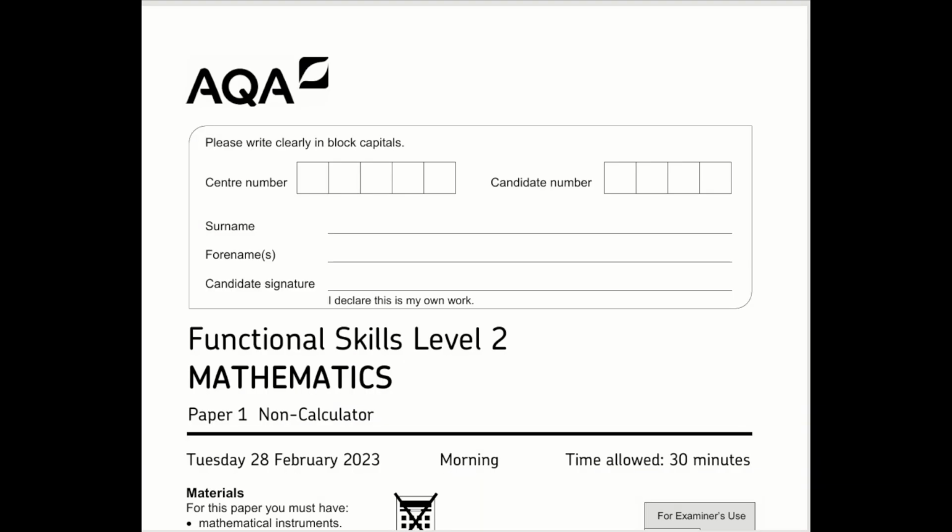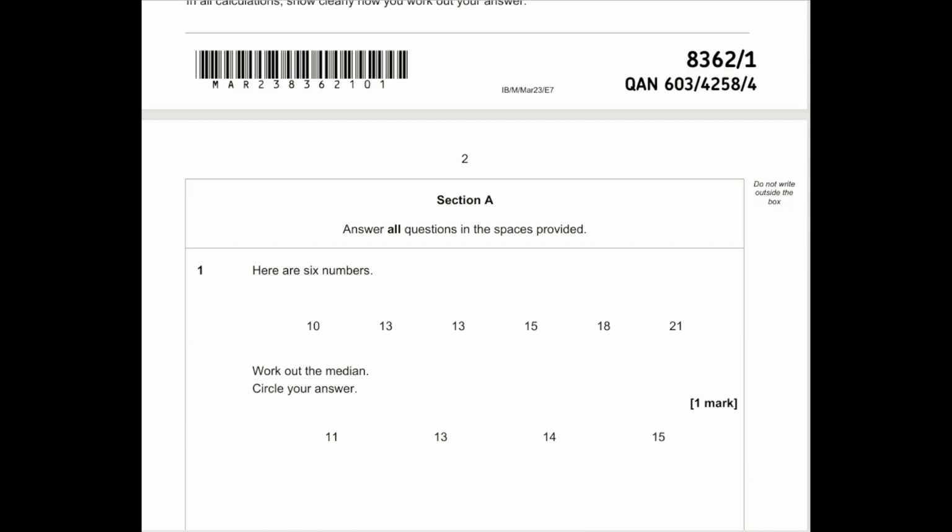Here are the video solutions for AQA Functional Skills Maths Level 2. This paper is March 2023 and this is paper 1, which is the non-calculator paper.